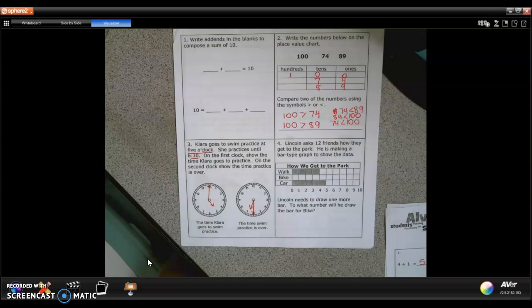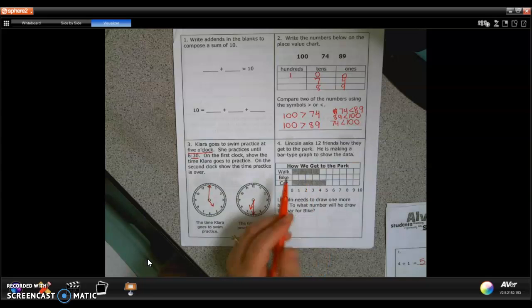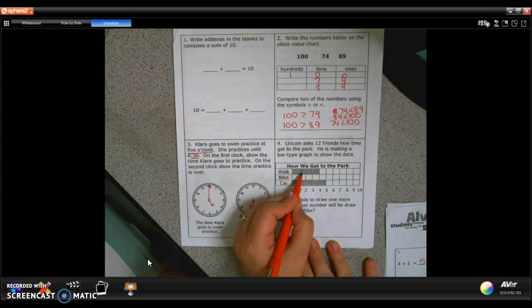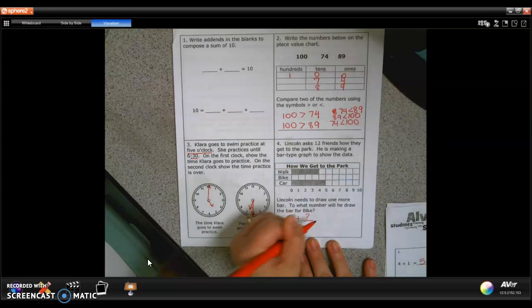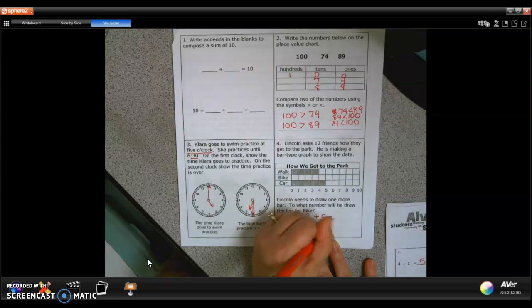Lincoln asked 12 friends how they get to the park. He is making a bar-type graph to show the data. Lincoln needs to draw one more bar. To what number will he draw the bar for bike? Okay, so we're looking at this, and we're trying to figure out how many friends were bike riders. So we know we had 1, 2, 3, 4 friends walked, plus something, plus 1, 2, 3, 4, 5 friends who rode the car. It has to equal 12.